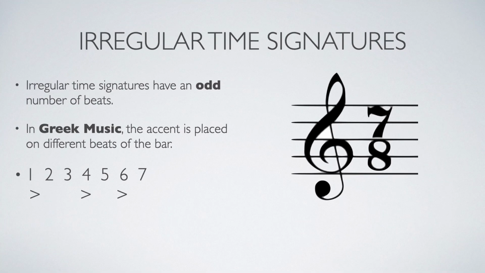So what do we mean when we say an irregular time signature? An irregular time signature will basically have an odd number of beats per bar, such as this here where we have 7/8. In Greek music, the accent is also placed on different beats of the bar. So in this example, we have 1, 2, 3, 4, 5, 6, 7, 1, 2, 3, 4, 5, 6, 7. So remember, if you are asked about the time signatures used in Greek music, it uses an irregular time signature, meaning it will have an odd number of beats per bar.